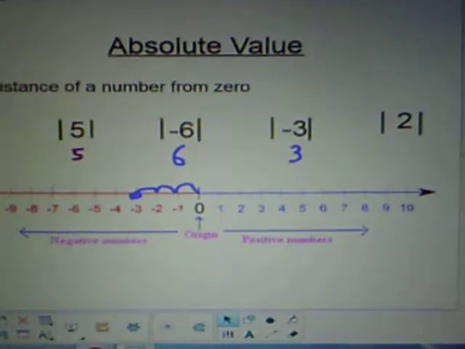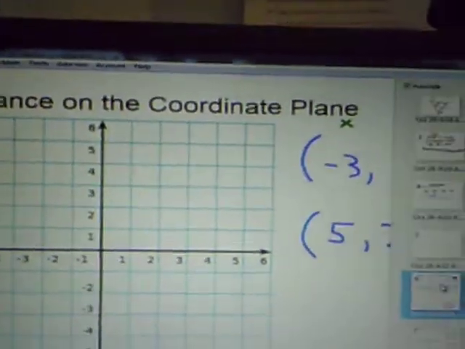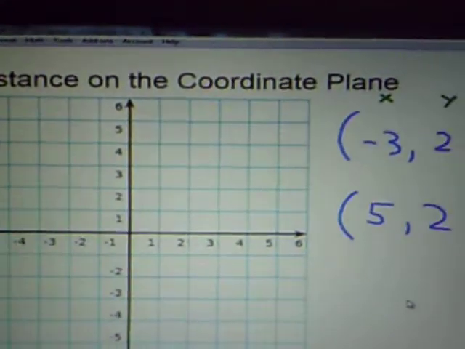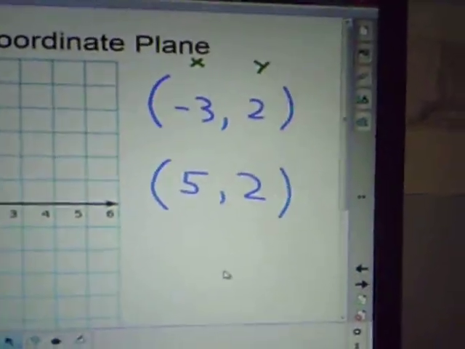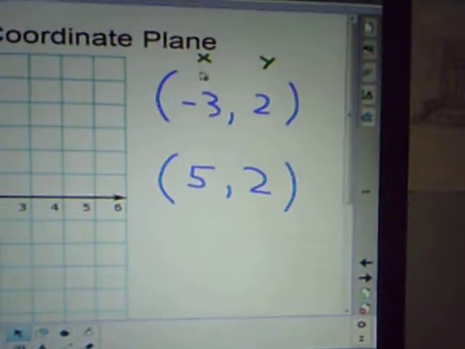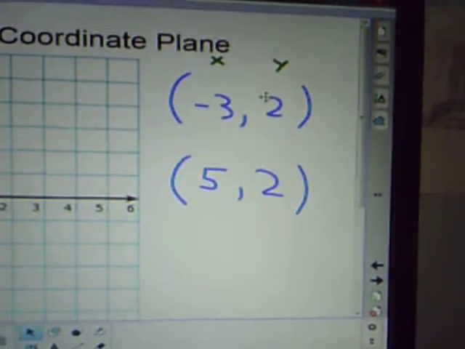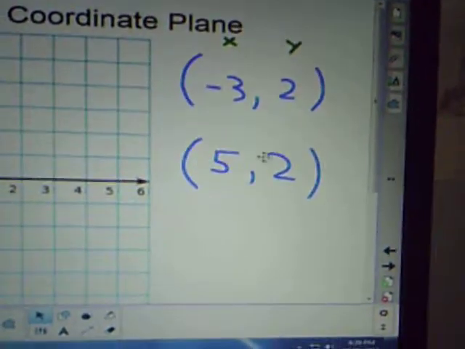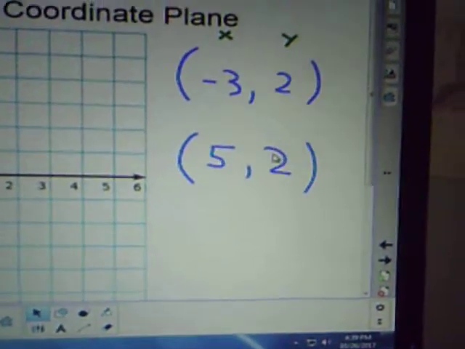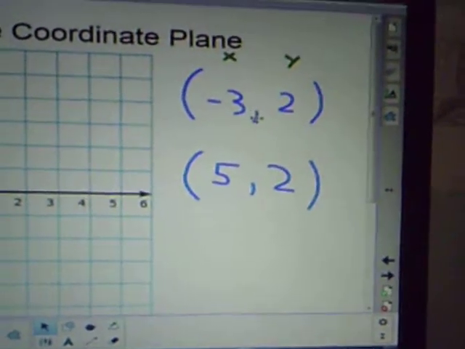Now let's get on to the distance. How do you find the distance between points on the coordinate plane? So suppose we have these 2 points. Negative 3 and 2, positive 5 and positive 2. How far are these 2 points away from each other?